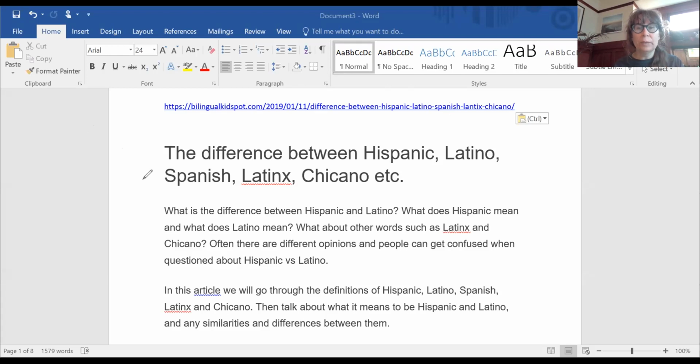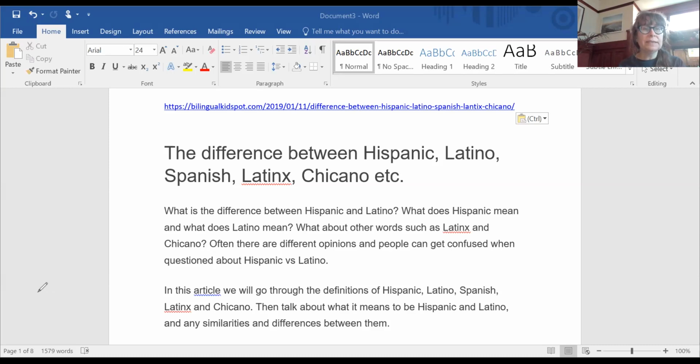So I'm going to read through this with you all. The difference between Hispanic, Latino, Spanish, Latinx, Chicano, etc. What is the difference between Hispanic and Latino? What does Hispanic mean and what does Latino mean? What about other words such as Latinx and Chicano? Often there are different opinions and people can get confused when questioned about Hispanic versus Latino. In this article, we will go through the definitions of Hispanic, Latino, Spanish, Latinx, and Chicano. Then talk about what it means to be Hispanic and Latino and any similarities and differences between them.